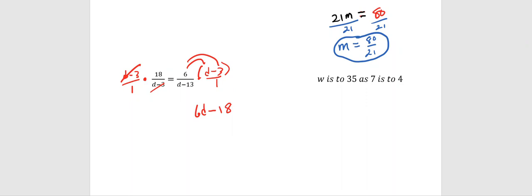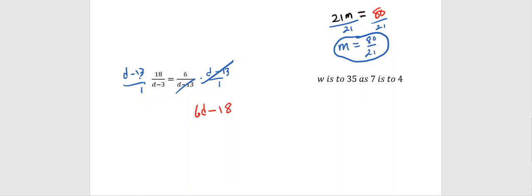Likewise, I'm going to erase all this just so you can see what's going on here. When I go to get rid of this denominator, d minus 13, I'm going to multiply the right side by d minus 13 over 1, and I'm going to multiply the left side by d minus 13 over 1. And again, you notice the d minus 13's cancel. That's the whole idea of what we're looking to accomplish here.